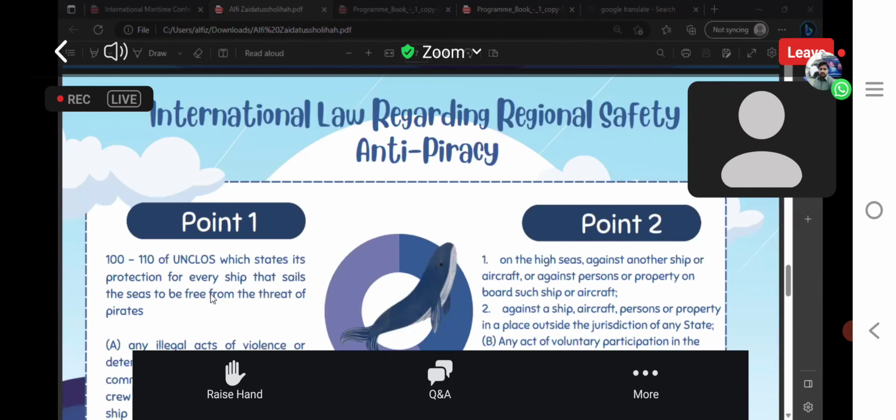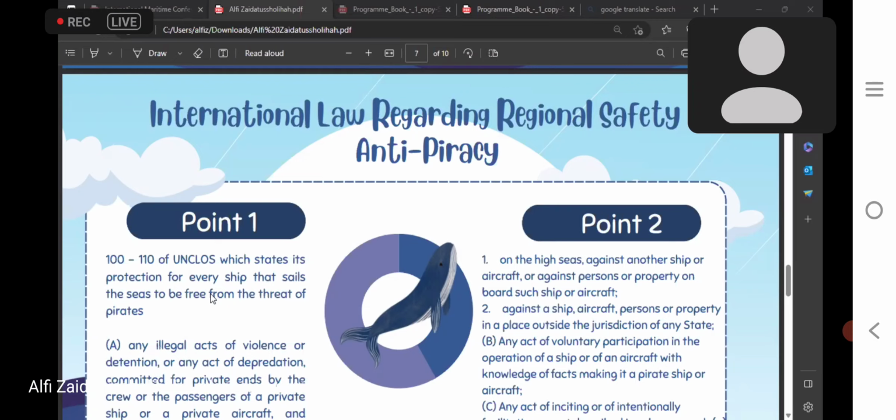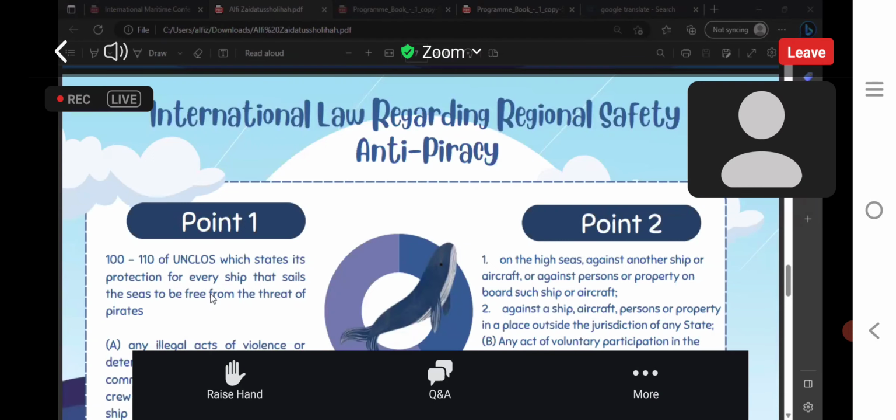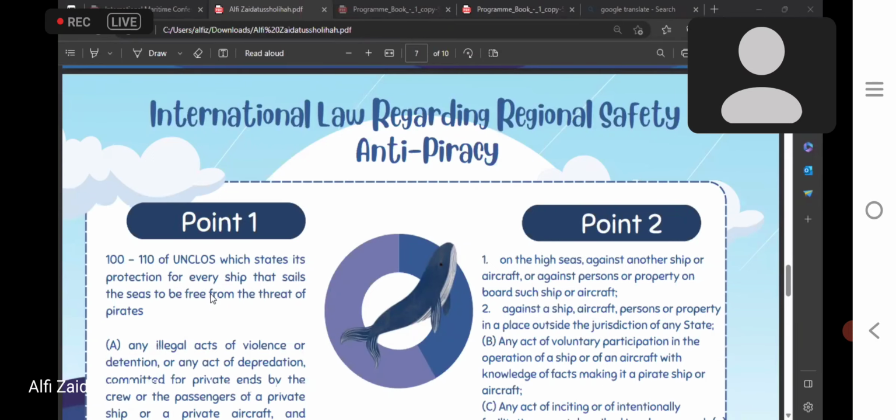And then, international law regarding safety and anti-piracy. In international shipping, there are various provisions and laws that are binding for the continuity of free and safe shipping activities without interruption from other parties. One of them is the provisions in Articles 100 to 110 of UNCLOS, which state its protection for every ship that sails the seas to be free from the threat of pirates.